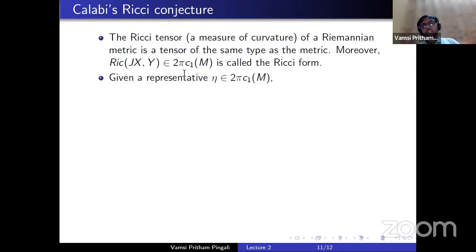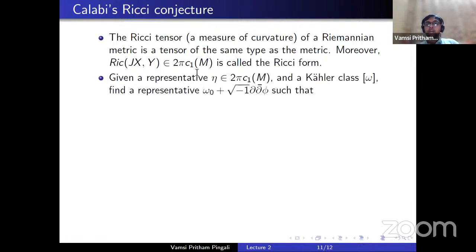So Calabi's Ricci conjecture is as follows. If you give me any representative of this cohomology class and give me a Kähler class, find a Kähler metric in this Kähler class so that its Ricci form is this given representative. In other words, you're giving me a representative lying in a certain cohomology class, and you're asking me to find a Kähler metric whose Ricci form is the given representative. Even more simply, it's basically asking you to find a metric with prescribed Ricci tensor.